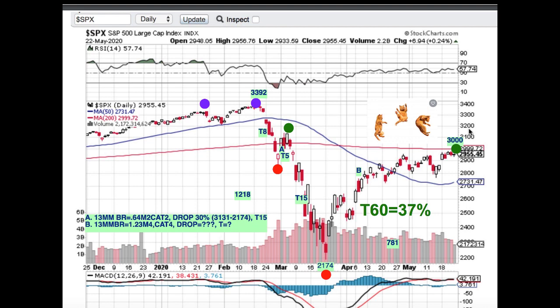Now, if we break this situation down a little bit more in detail, what happened here is we dropped from 33.92 all the way down to this level, represented by the red dot, so close to this 2,800 level. Then we bounced all the way to this level of roughly 31.31. So this was our bounce A. And right now we're going through a bounce B formation.